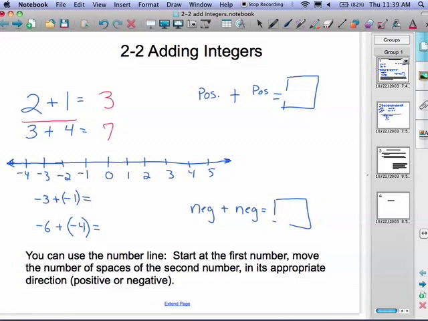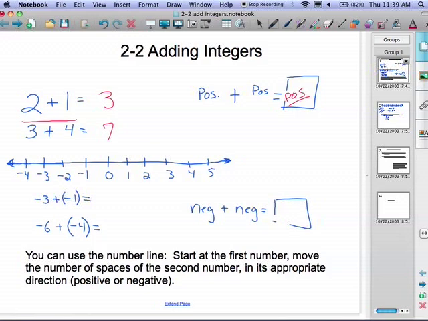Could spend a lot of time going over these types of problems, but you kind of already know how to do these. Over here on the right, we have a positive plus a positive, sort of a generalization. If we take one positive number and add another positive number to it, what do you think the answer is going to be? Is it going to be a positive number or a negative number? You will always get a positive number.